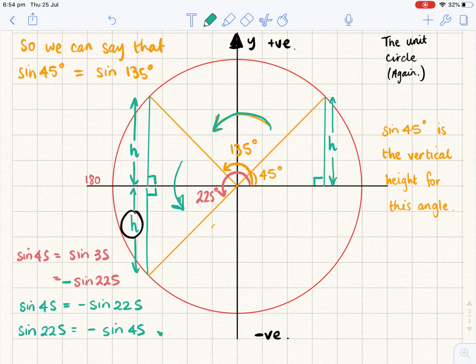And the purpose of writing this statement is that we can then simplify the equations that we're working with, and we can use exact values.